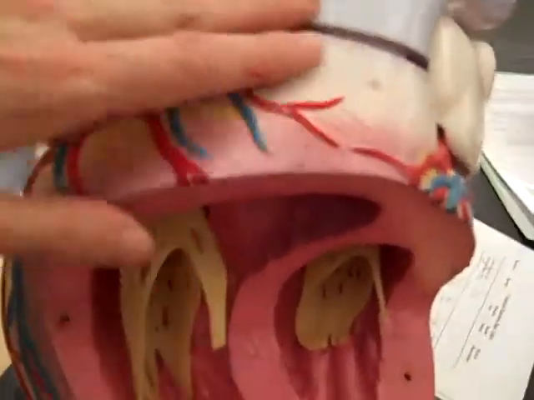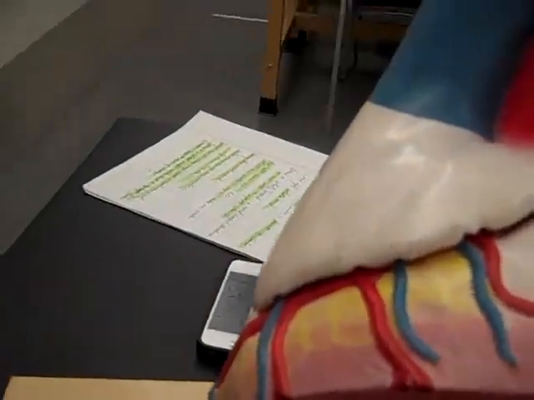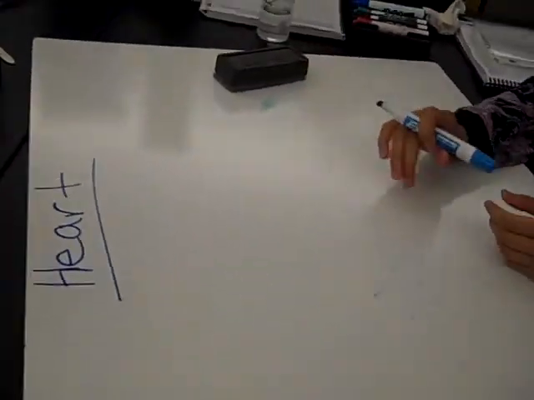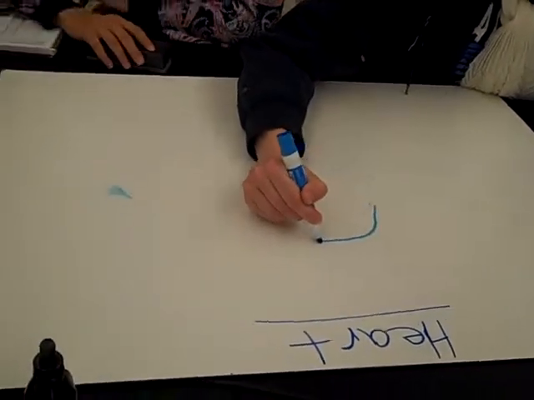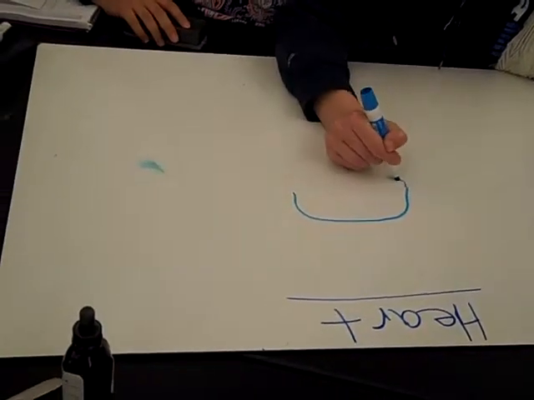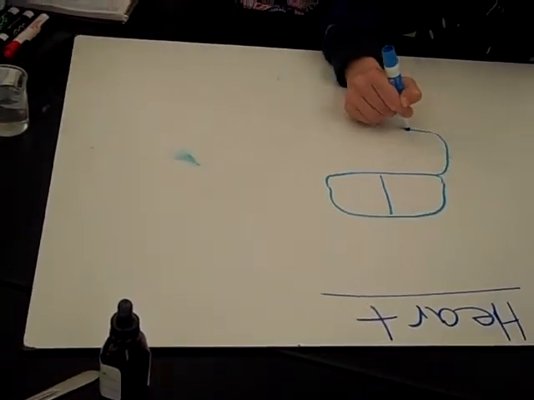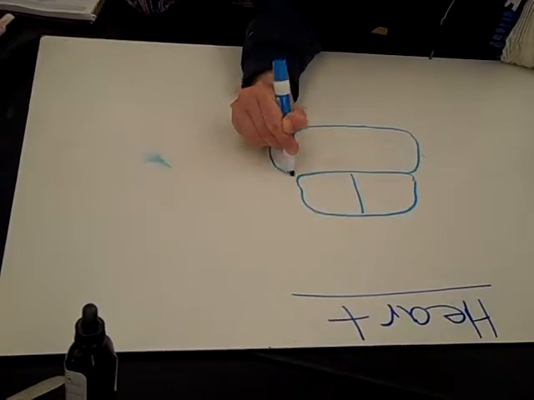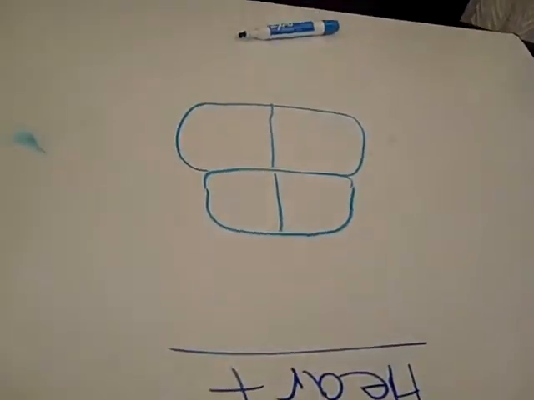we can look inside of the heart, and what we have is 4 chambers. Okay? So on the whiteboard, I want you to make 4 chambers. So I want you to draw a structure that has 4 chambers. The 2 on the top are a little bit smaller than the 2 on the bottom. Okay, so that's what we're going to start with.